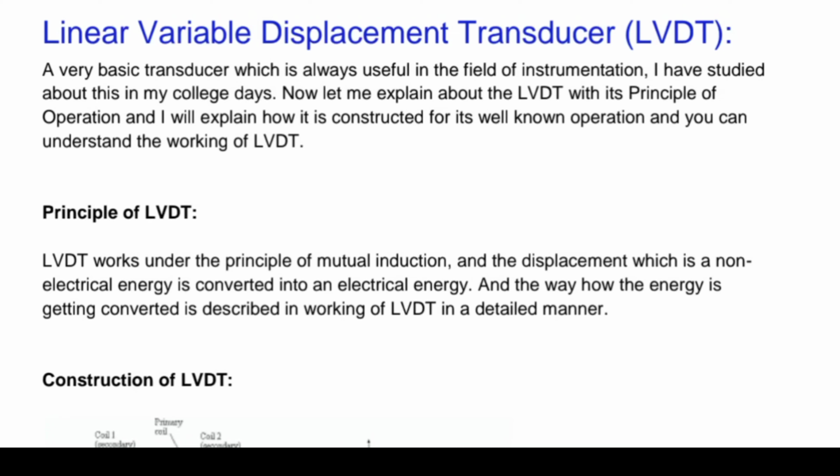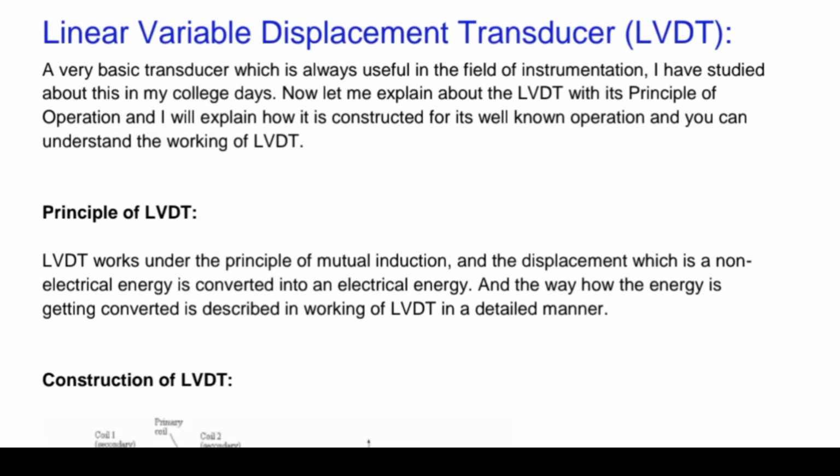The linear variable differential transformer is an inductive type transducer. Resistive type transducers, the strain gauge is the example for a resistive transducer, whereas the inductive transducer is the linear variable differential transformer. Simply we can call it an LVDT. It is a differential displacement transducer. We are using LVDT in most of the industries.